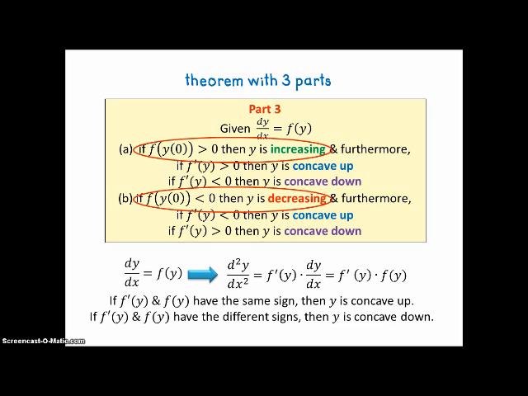So in part A, we have a positive f of y, and therefore if f prime is positive, we have a positive second derivative, and if f prime is negative, we have a negative second derivative. But in part B, if y is decreasing, then f is negative. And that means that if f prime is also negative, you get a positive second derivative. And if f prime of y is positive, then you get a negative second derivative. Okay? Now, let's look a little bit more closely at why we're using f of y of 0 to determine increasing and decreasing.